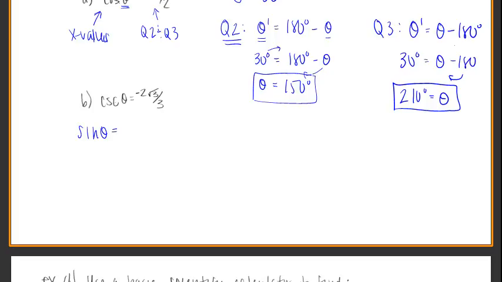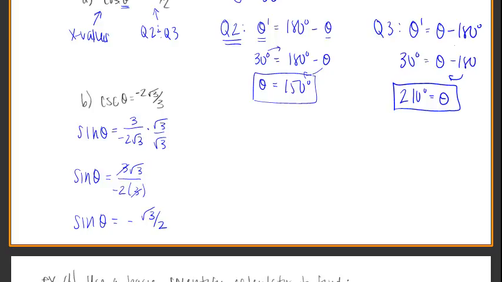We need to take the reciprocal of this right side, which is 3 over negative 2 square roots of 3. Let's clean this up a little bit so we can recognize it more easily. It's the same thing as saying sine theta is equal to 3 over negative 2 square roots of 3, times 3 over 3. Cancel off those 3's. So sine is going to equal the negative square root of 3 over 2. So cosecant equal to the negative 2 square root of 3 over 3 is the same thing as saying sine is equal to the negative square root of 3 over 2.